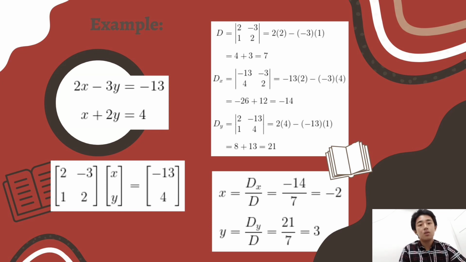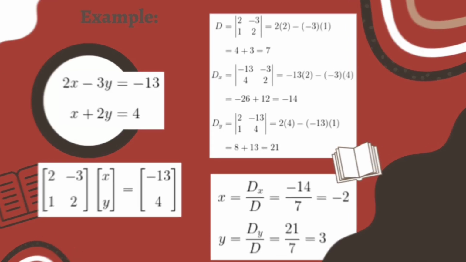To find x, it is Dx by D, that is negative 14 over 7, which gives us negative 2. And y is Dy by D, equals 21 over 7, that is 3. To check if this answer is correct, we put x and y into the equation. So 2 times negative 2 minus 3 times 3 gives us negative 13. That is correct. Then negative 2 plus 2 times 3 equals 4, and that is correct. So that's all for the example of Cramer's rule.